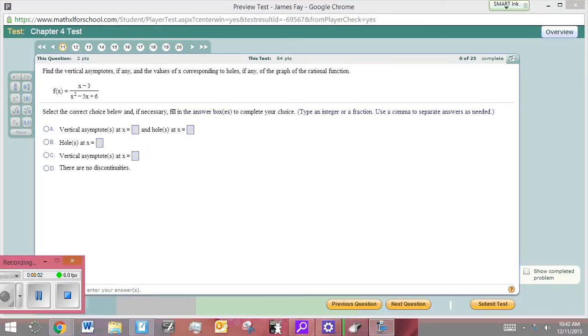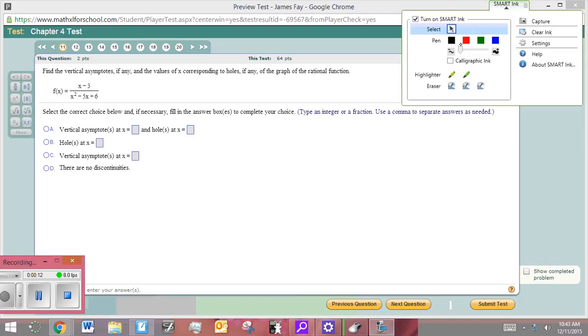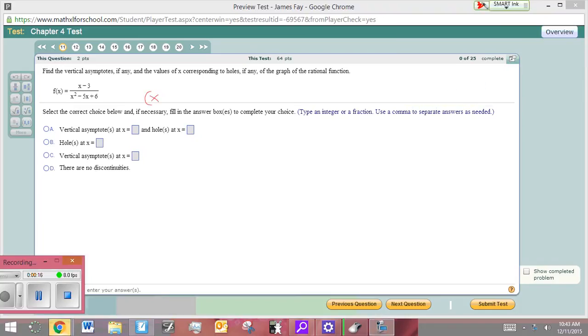Question number 11 asks you to find whether there's vertical asymptotes, holes, or no discontinuities. You have to factor. So when I factor the bottom, it's going to be x minus 2, x minus 3. The top is x minus 3. Okay, so those cancel out. So there's a hole at x being 3, and there's a vertical asymptote at x equals 2.